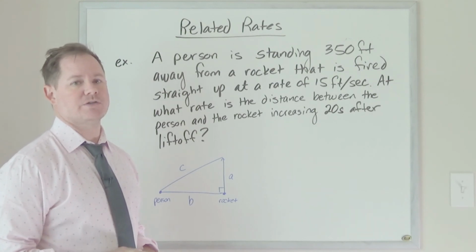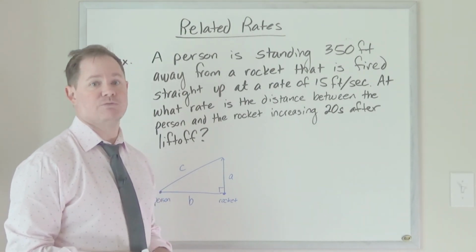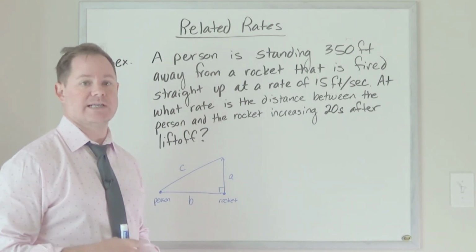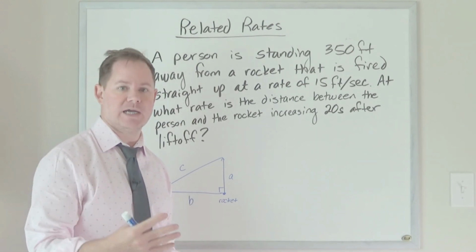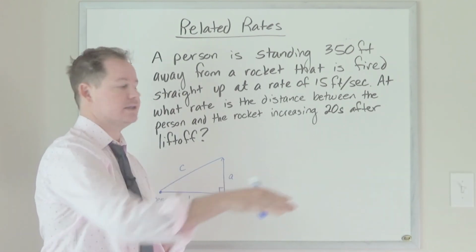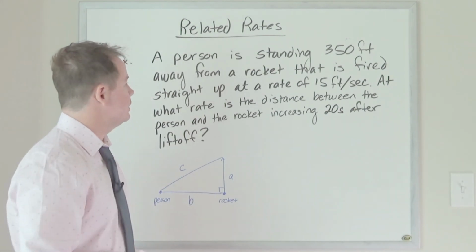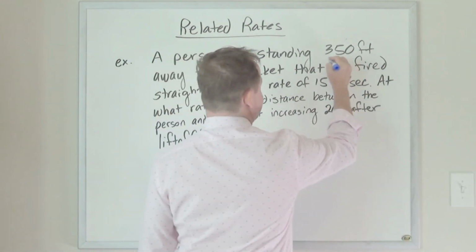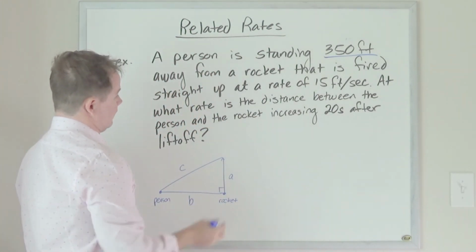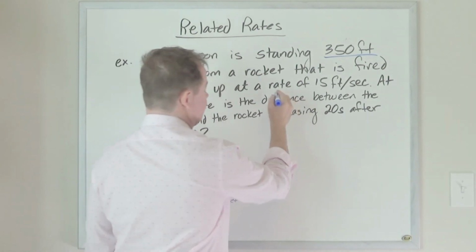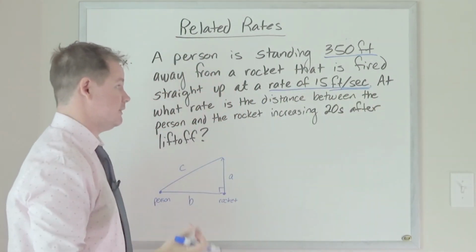And for each, we want to understand if we're looking at a set value or if we're looking at a rate, which means something, when it has a rate to it, it's going to be something per something. Most of us are familiar with miles per hour. When you drive, you're driving at a rate. So it is a distance over a time. So in this case, we have 350 feet given to us. That's a set value. We have a rocket that is moving straight up at a rate of 15 feet per second. So that's definitely a rate.